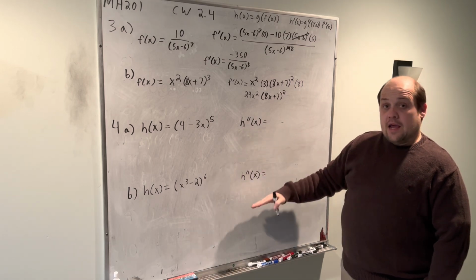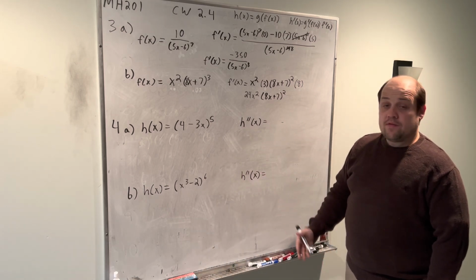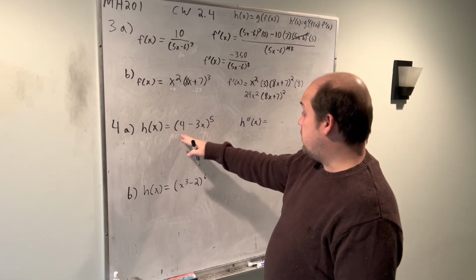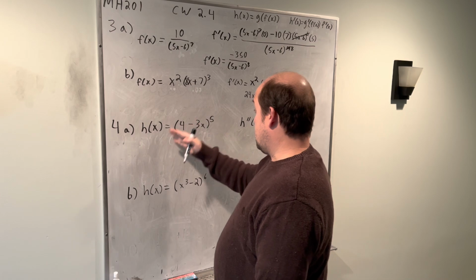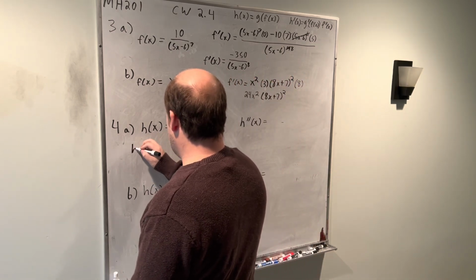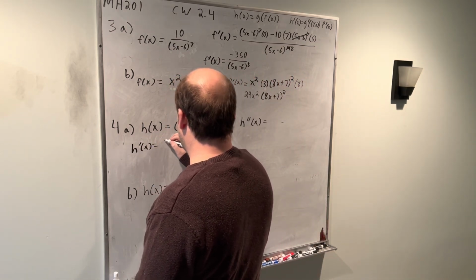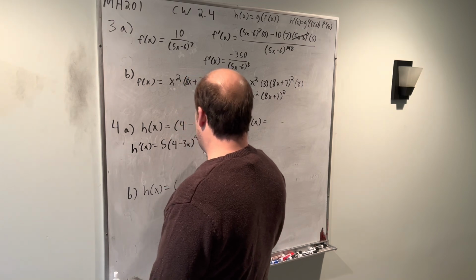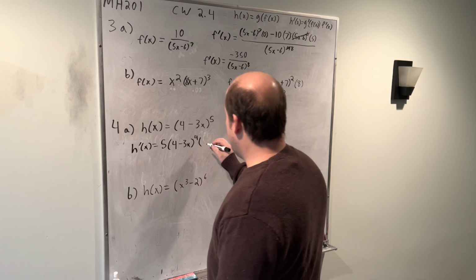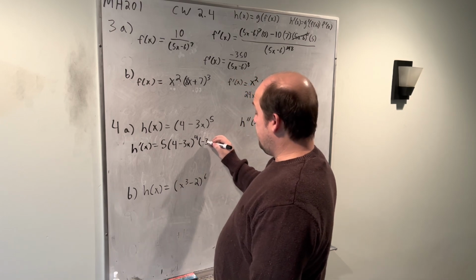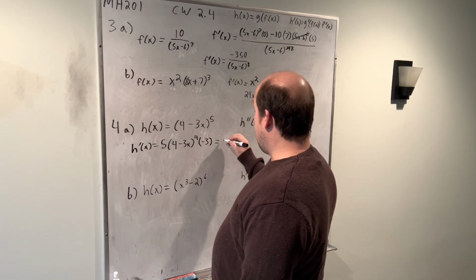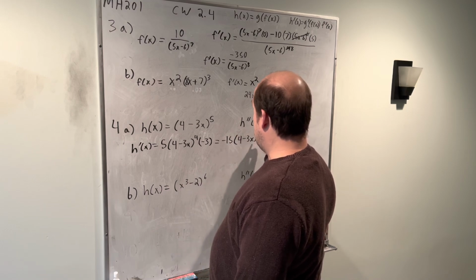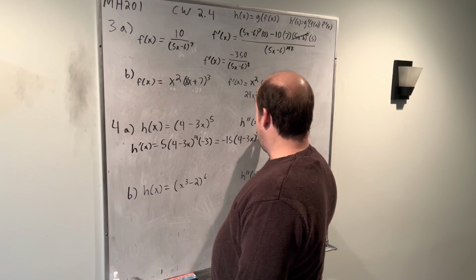For 4a and b, we're going to take 2 derivatives. So we're finding the second derivative of this. The initial chain rule has the 5 on the outside that comes down. So it becomes h prime of x equals 5 unchanged 4 minus 3x, now to the 4th power, times derivative of the inside, which is negative 3. That really makes this negative 15, 4 minus 3x to the power of 4.